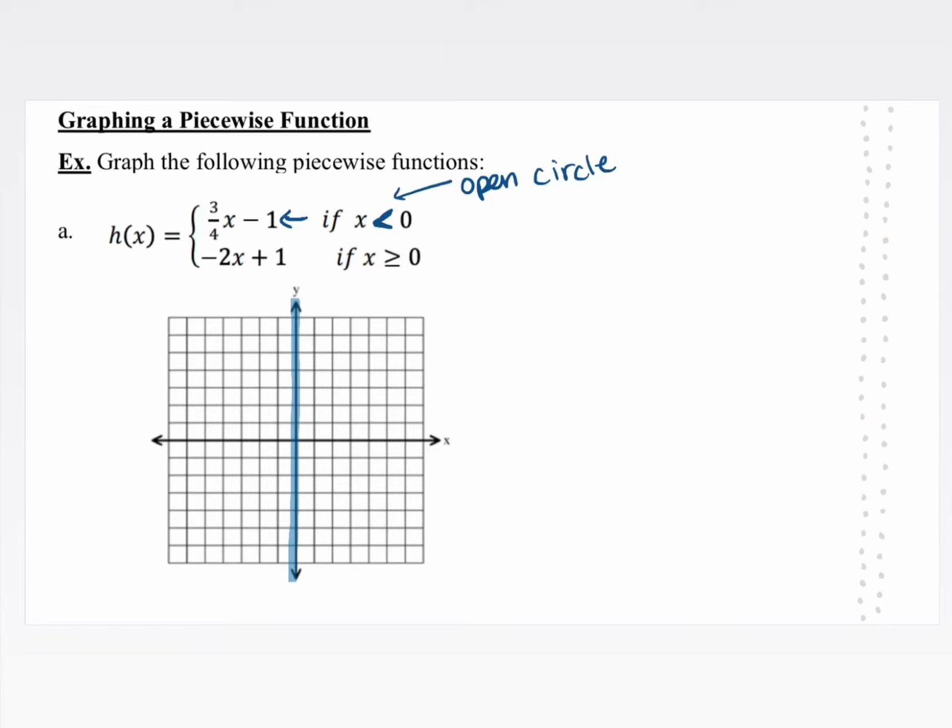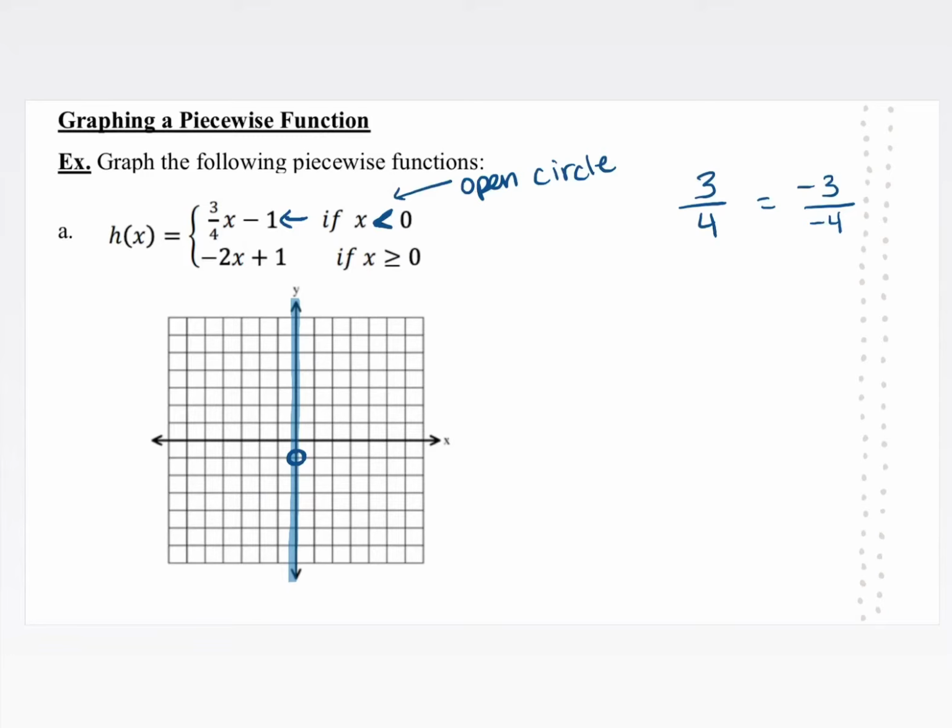So again, just like how I'd normally graph a line, I'm going to start with my y-intercept, and I have an open circle right here. Now my slope is positive 3/4. I can also extend that. Positive 3/4 is the same thing as negative 3 over negative 4. Remember, because a negative divided by a negative is a positive.